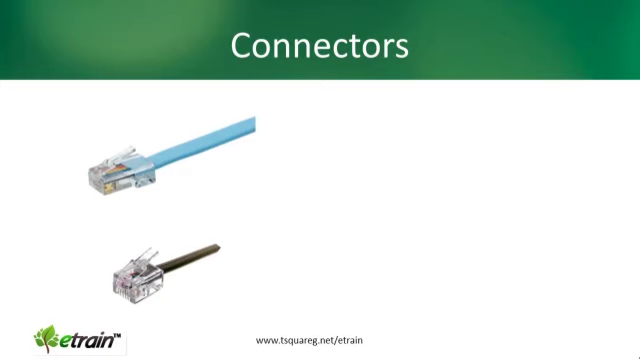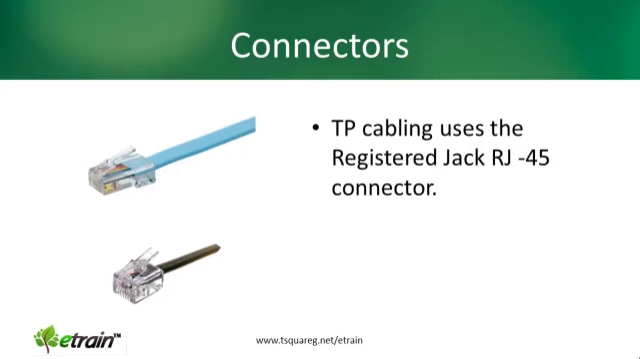Now, if you've wondered, well, how do we connect this cable to our PC or other device? We've got to have specific connectors. And for twisted pair cabling, the standard is the registered jack or RJ45 connector. As you can see there, it's the one at the top, nice and big to accommodate the 8 wires.